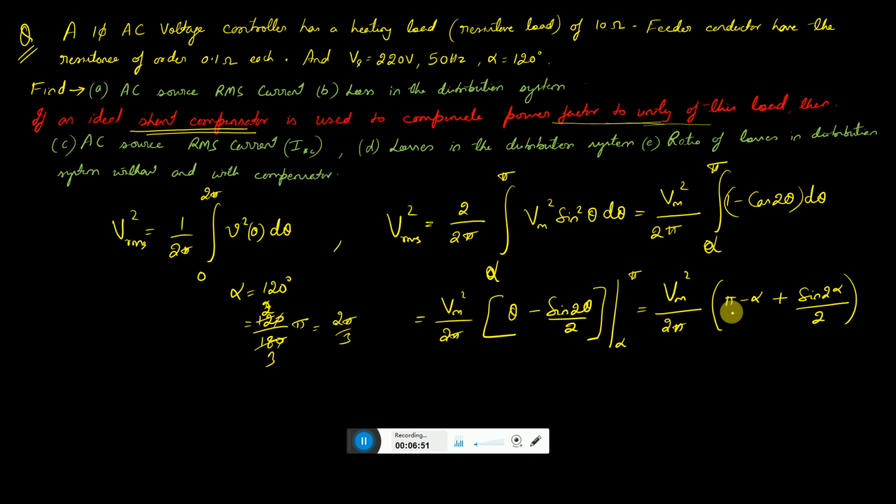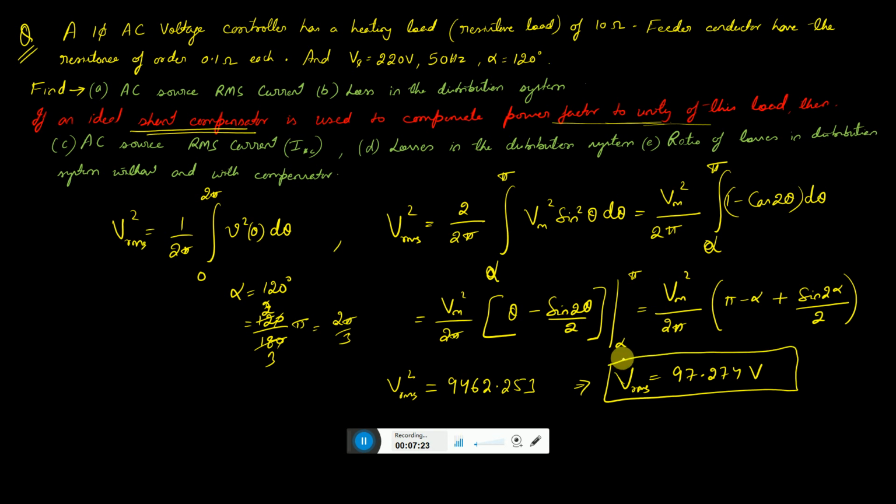So we can put the value of alpha as 2π/3 and evaluate this. This comes around 9462.253, which is nothing but Vrms squared. We can get Vrms as the square root of this answer, that is 97.274 volts. So that's the RMS voltage that we have obtained for this waveform.